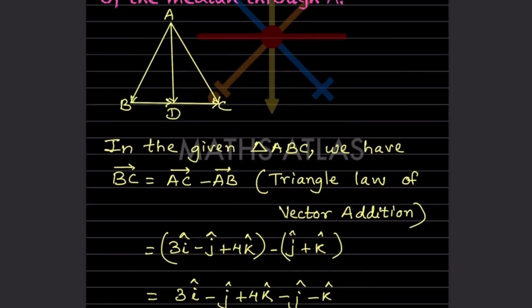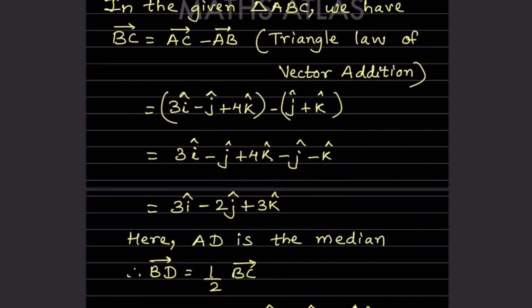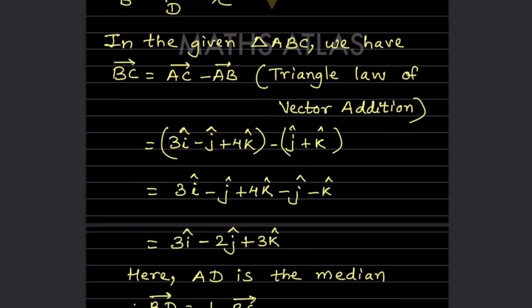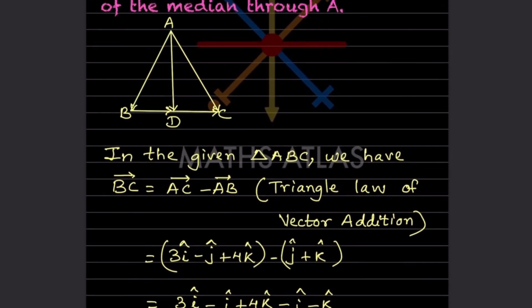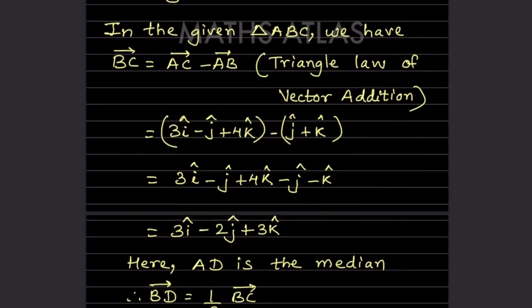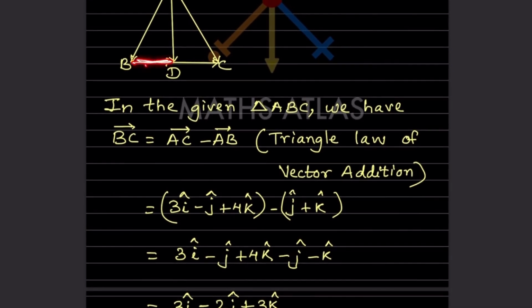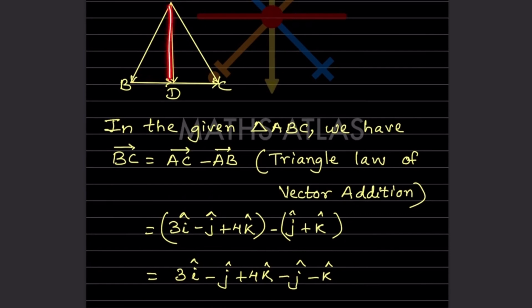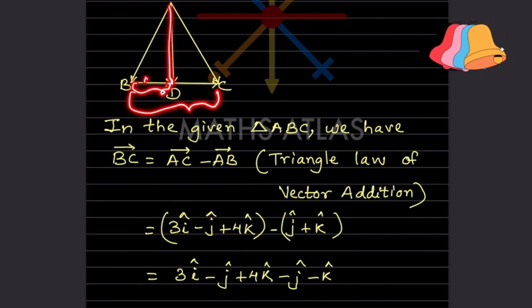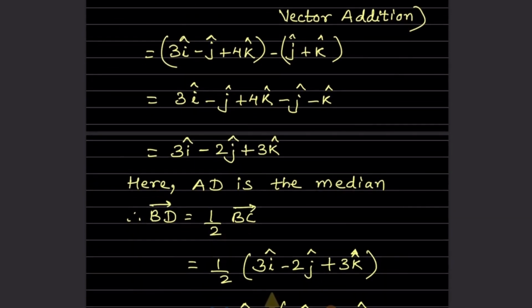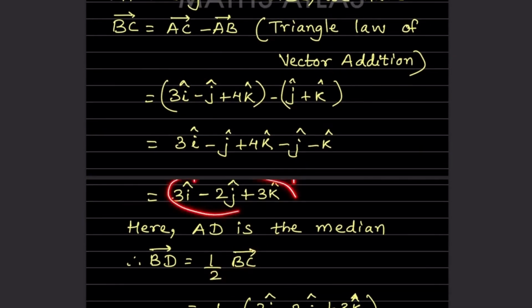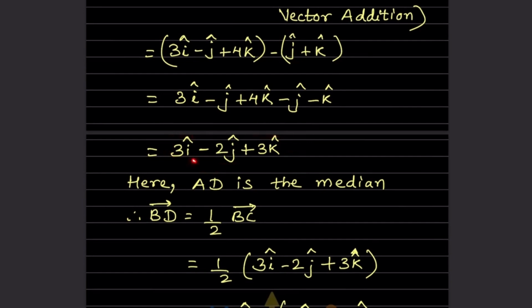So AD is given the median. This AD is the median, right? So can you see here in this triangle, whenever the median is given, that means this BD is half of what? This BC, because both are going to be equal. So now we know BD is half of BC, and we got BC as this one, isn't it? So we are going to take half of it here.